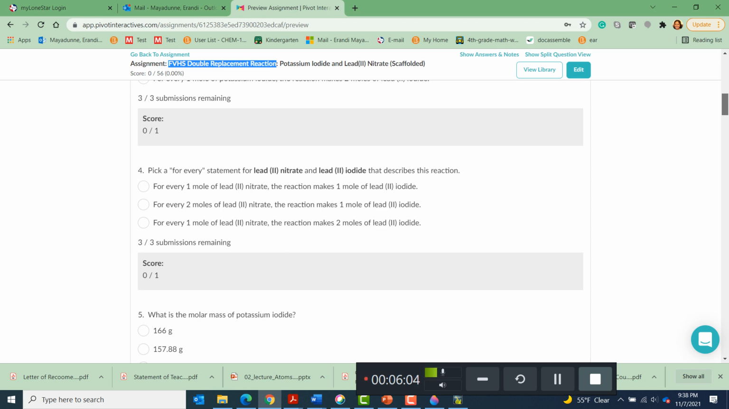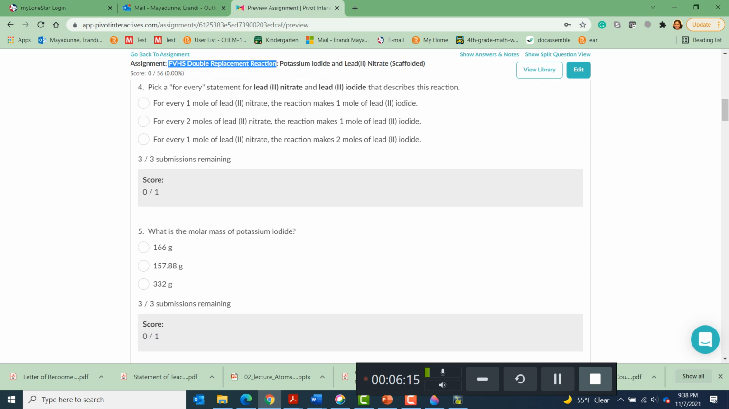Lead nitrate and lead iodide. It's lead nitrate and lead iodide. You can see what the mole ratio is. It's 1 to 1. So the next question they ask is: what is the molar mass of potassium iodide?